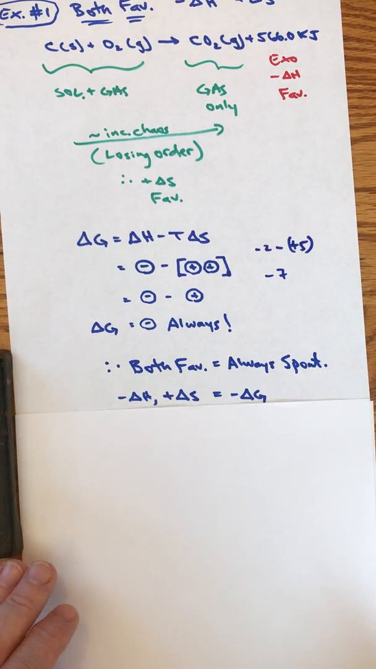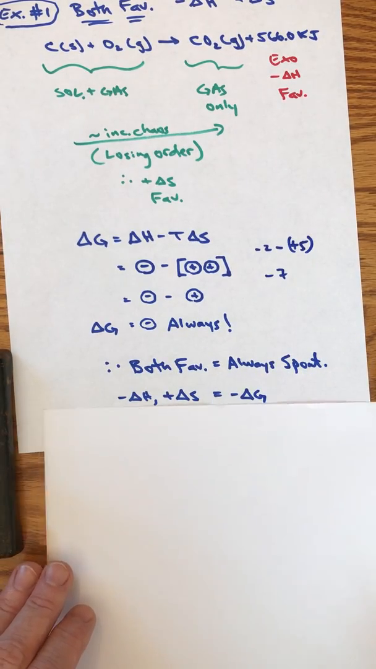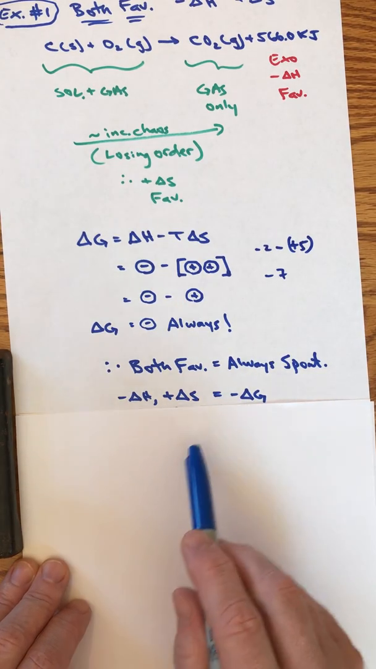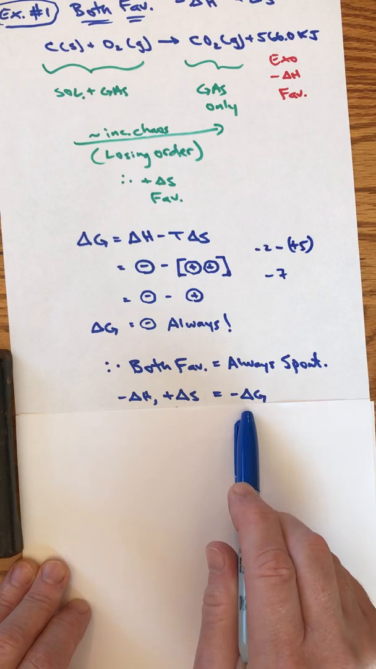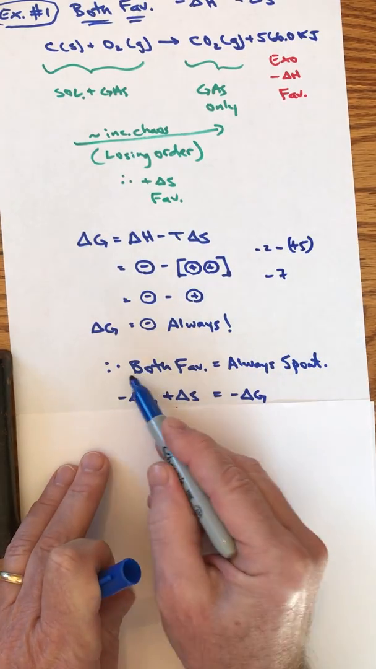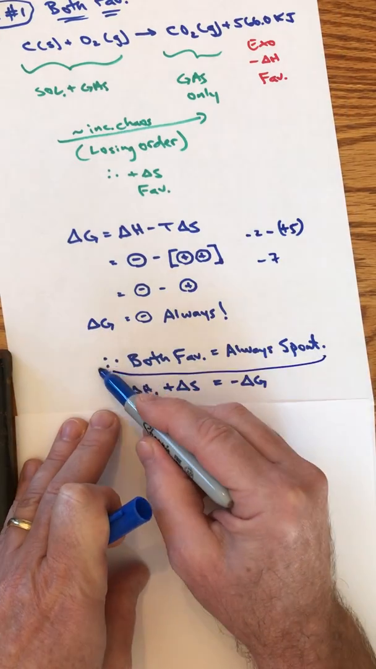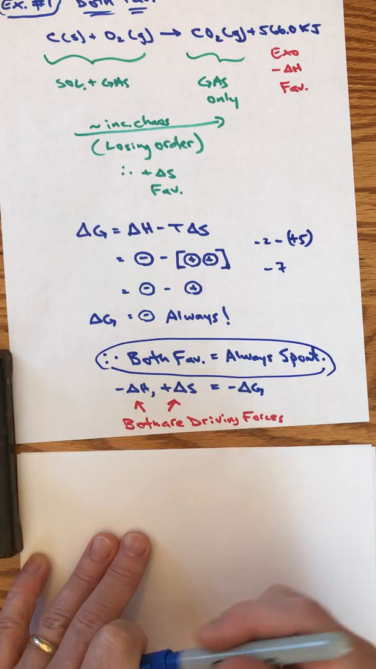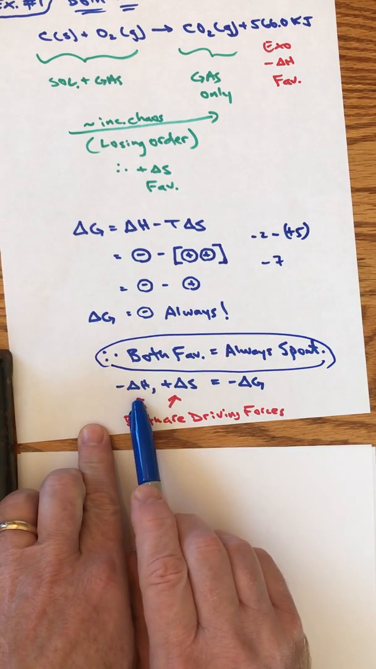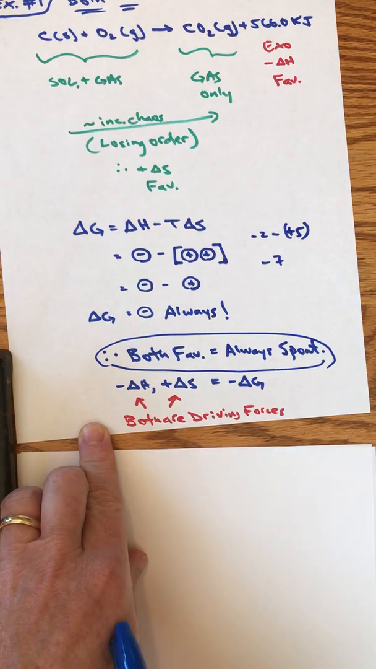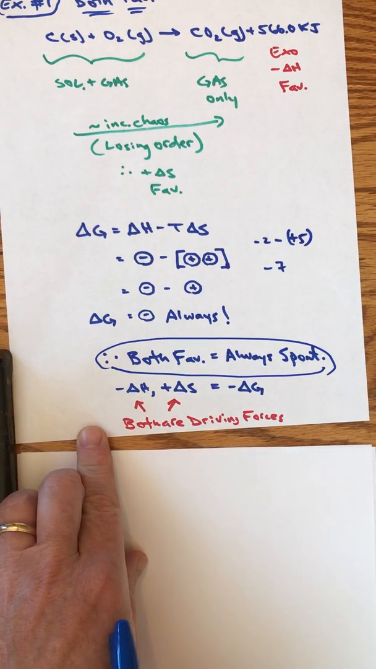So that means when both changes in enthalpy and entropy are favorable, delta G is always negative. The reaction is always spontaneous. If both conditions are favorable, you always have a spontaneous reaction. In which case, both a negative delta H and a positive delta S would be considered driving forces for that equation. Okay? Next video, please.